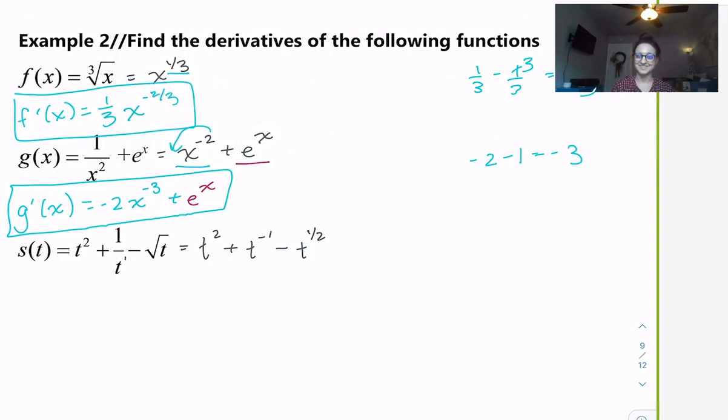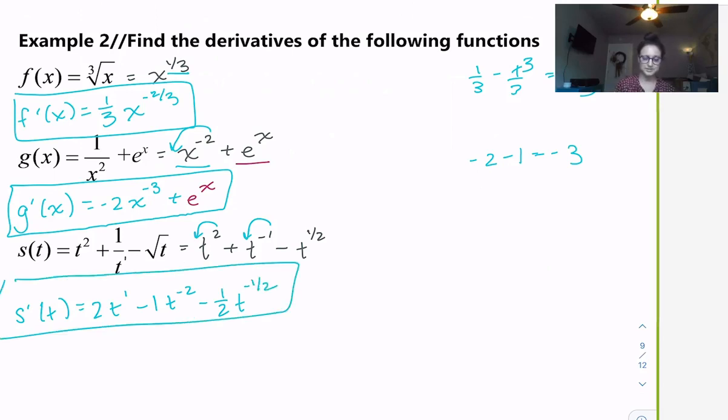You know what I'm going to ask next? Is that the derivative? That's not the derivative. That's just doing some algebra. So now s prime, all right, fly that 2. My new power is 1 minus, fly the 1. That's my new power. My new power is negative 2 minus, fly the 1/2 forward, and then subtract 1 from a half, so that's going to be negative 1/2, and that's our final answer there.